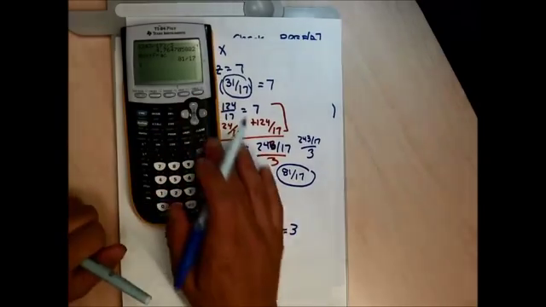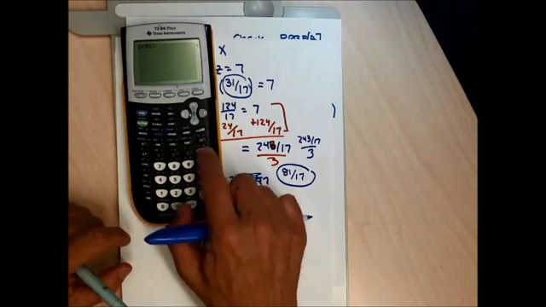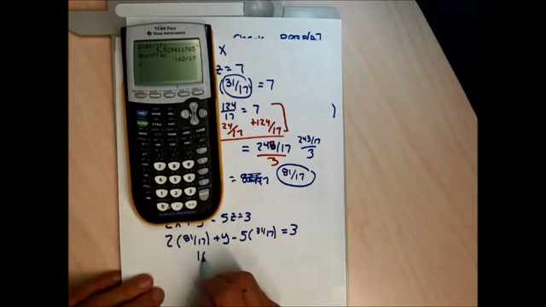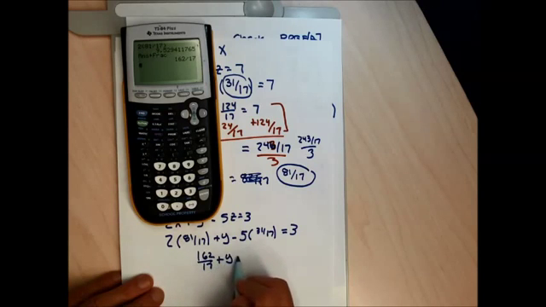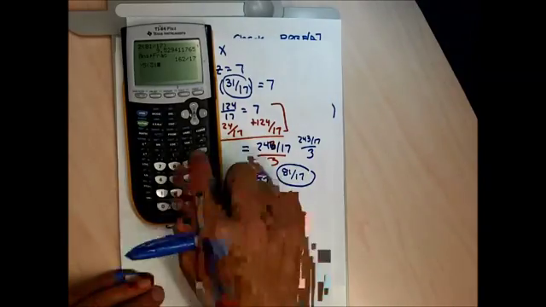First, I'm going to go 2 times 81 divided by 17 and get 162 over 17 plus y, and then minus 5 times 31 over 17.